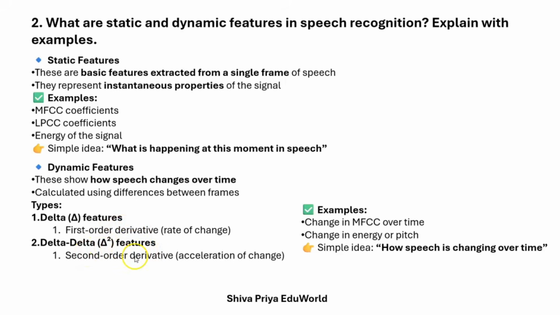You can also mention these two and write down. For example, for dynamic features: change in MFCC over time. Dynamic means the change in MFCC over time, and change in energy or pitch. Here, how speech is changing over time. This is the example for the dynamic feature.